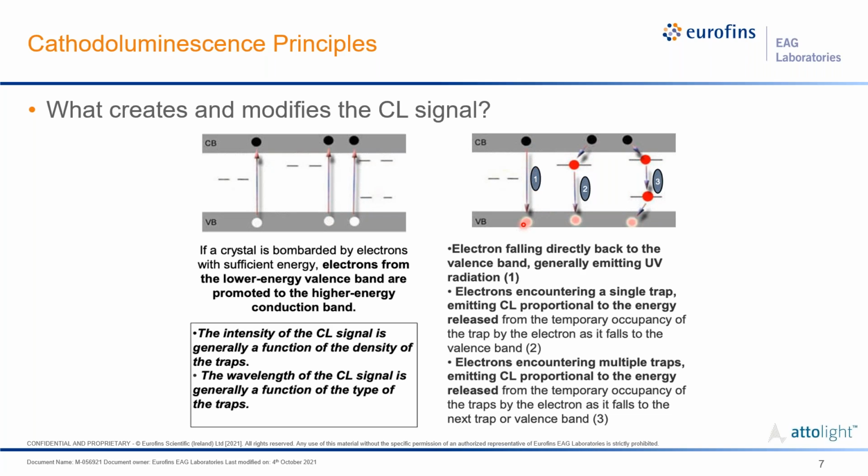You can have electrons that then fall back down to the valence band, recombining, and this generally emits the energy of the band gap of the material. You can have a situation where you're interacting with a single trap and it falls back, so now you've got a little lower energy, so a little bit longer wavelength of light is emitted here in case 2. And then in case 3, you have multiple interactions that occur, so then you have further redshifted information. So generally the intensity of the CL signal, the light we're collecting, is a function of the density of the trap states, and then the wavelength of the CL signal is generally a function of the type of interactions here, 1, 2, or 3, et cetera, that we're having within the band gap.